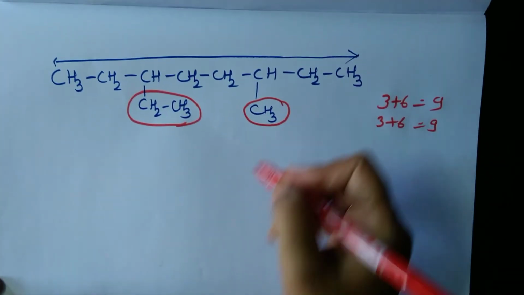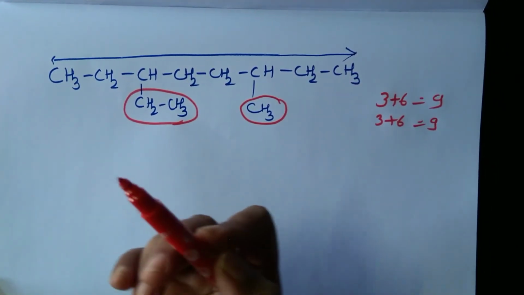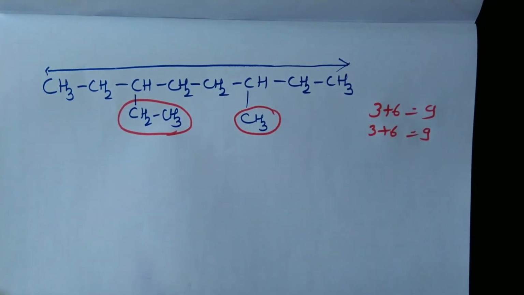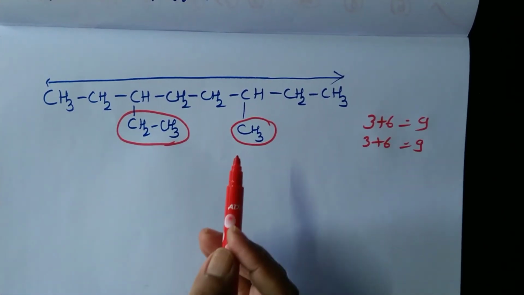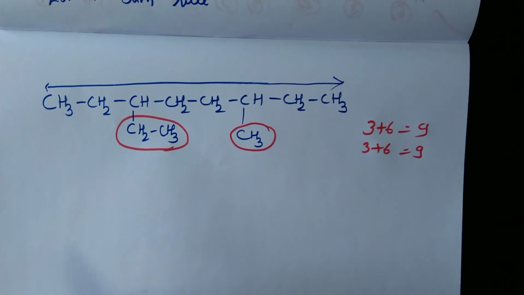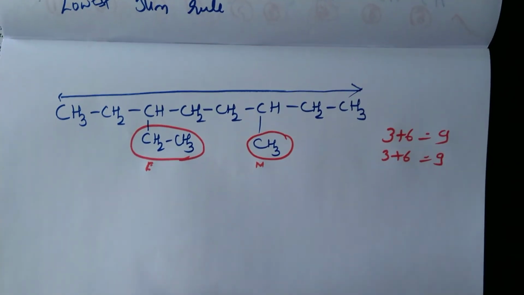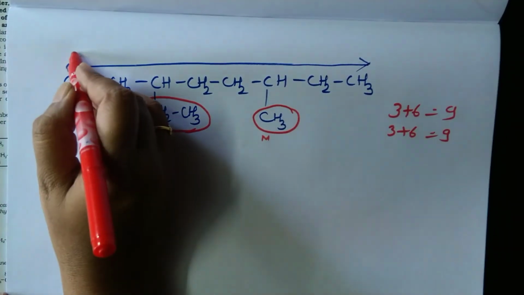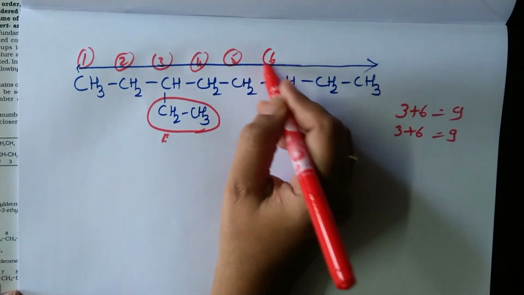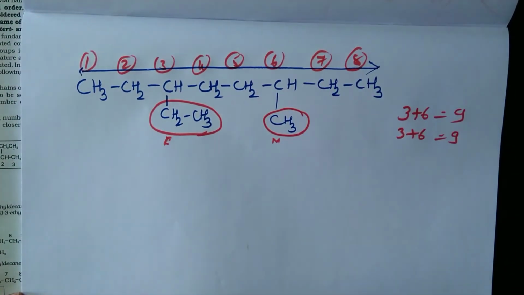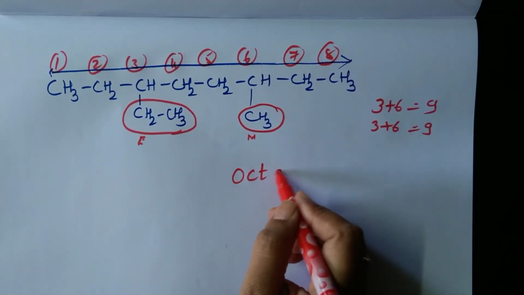Then what should I do? These two are different groups. Earlier we had taken the same group, so there was no issue. Then here, what should you do? You have to number it in such a way that in alphabetical order, the smaller one should get the minimum number. This starts with the letter E, this starts with the letter M. So E comes first in alphabetical order, so you have to number it from this side. So 1, 2, 3, 4, 5, 6, 7 and 8. Done. So the root word is oct and ANE.